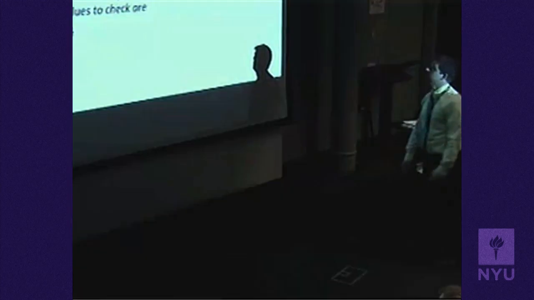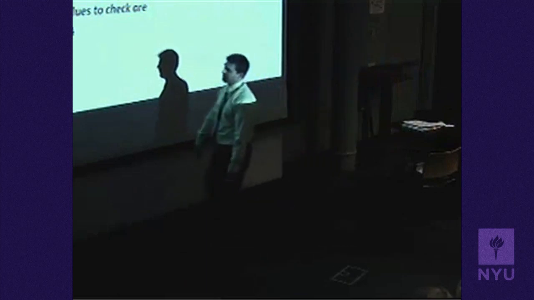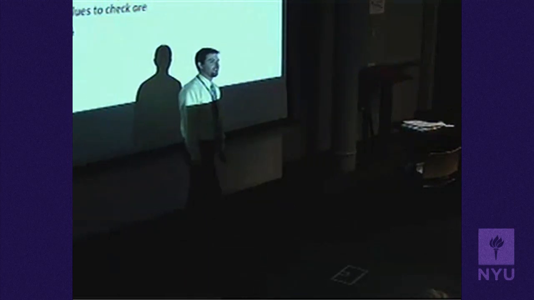And f of 2, oh my God, what's 2 cubed? It's 8. 2 times 8 is 16. 16 minus 3 times 4, 12. So f of 2 is 5. Do we have to know that on a test? Yes, you have to know 2 cubed is 8 on a test.